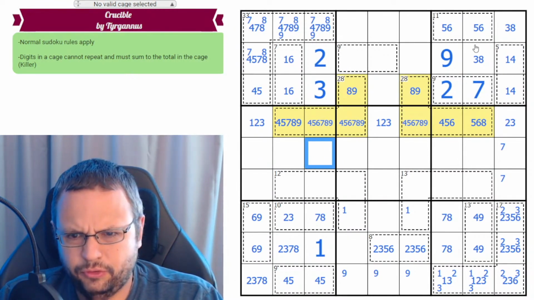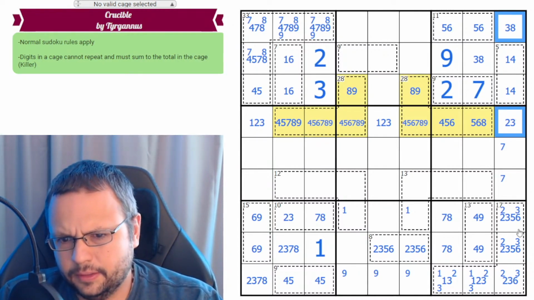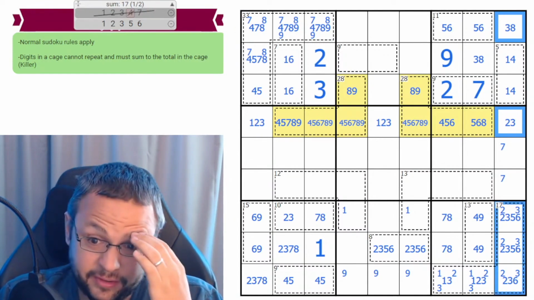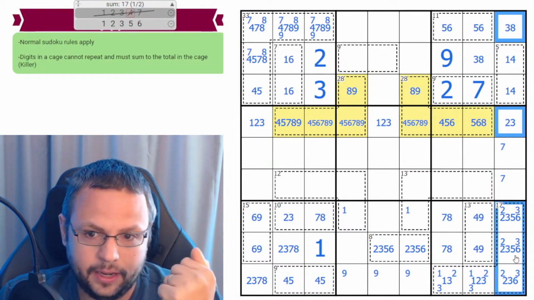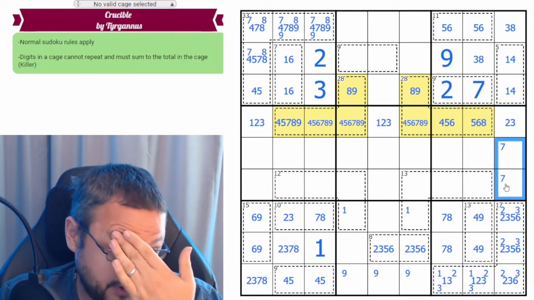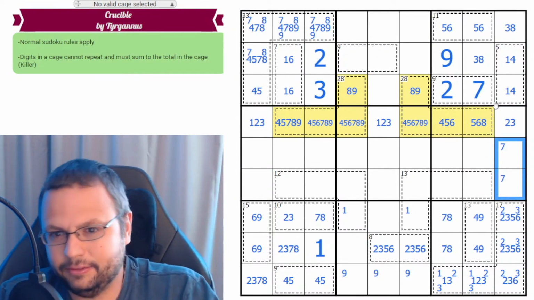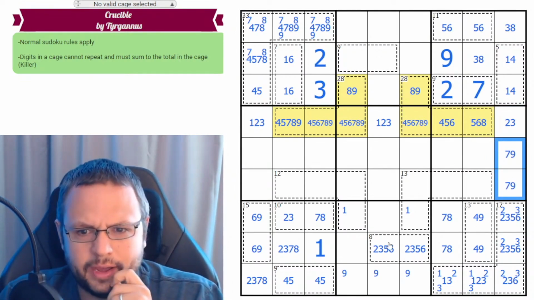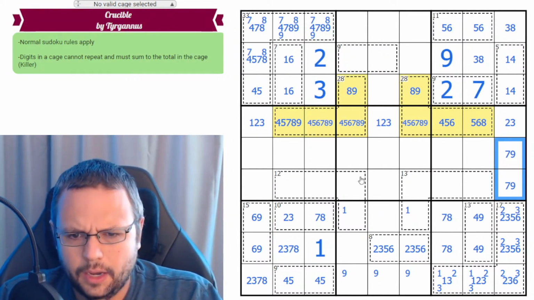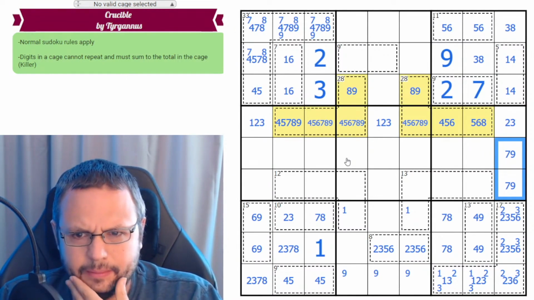Do we have a quintuple over here? 2, 3, 5, 6, 8. Right, this is 2, 3, 5, 6, 8. So these are not 2, 3, 5, 6, 8. They must be 7 and 9, because they're the only places, also known as a hidden 7, 9 pair in this column. Don't know if it does anything, but it seems exciting.